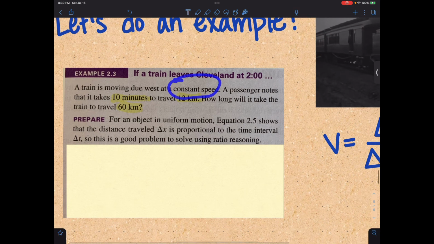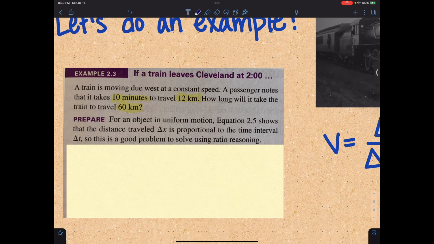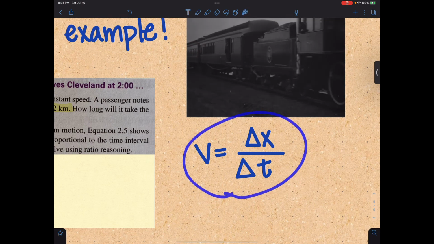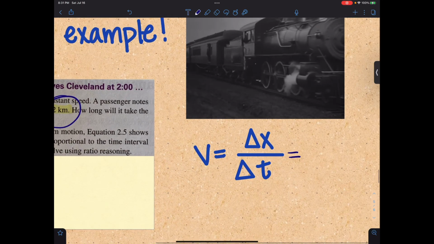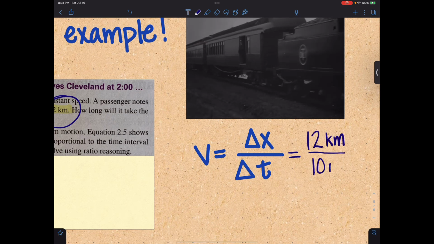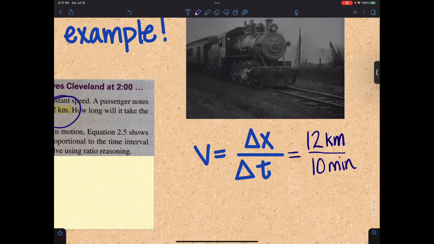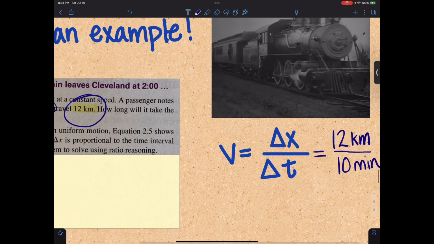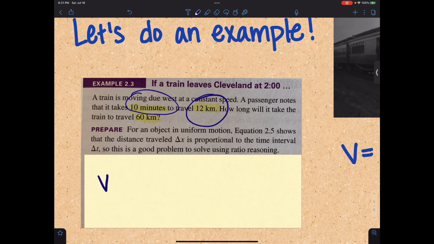We know that it's at constant speed, and we know that constant speed, since it's moving west the whole time, is going to be constant velocity. And we know that velocity, based on this equation, is change in x over change in time. So we can write it like this. 12 kilometers is the change in x. It took 10 minutes to do that. And we can figure out the velocity, at least in kilometers per minute. Now, what's the other information that they asked us? How long will it take the train to travel 60 kilometers?